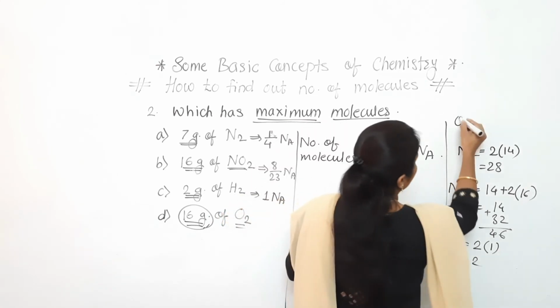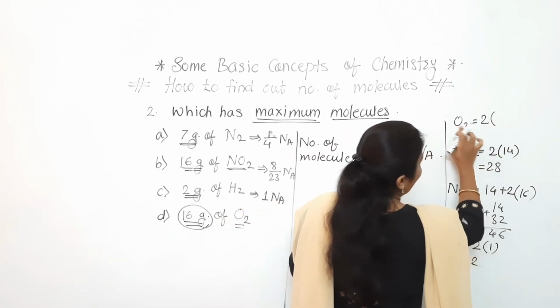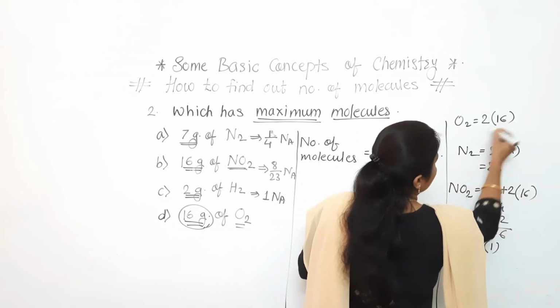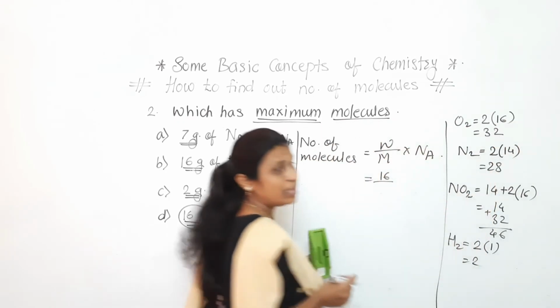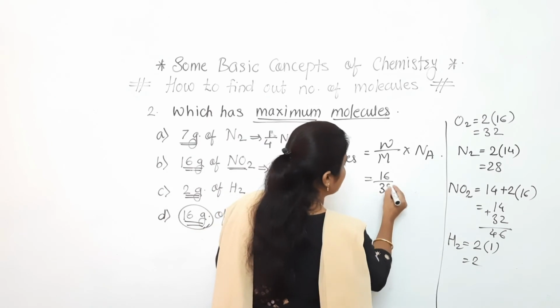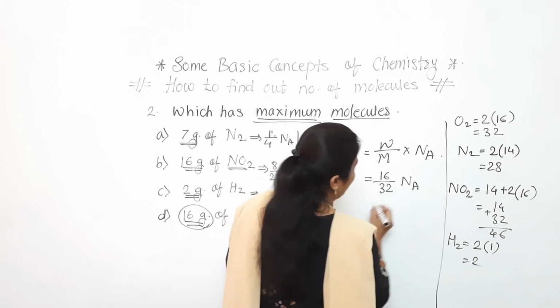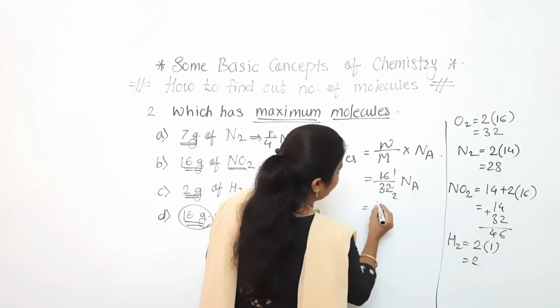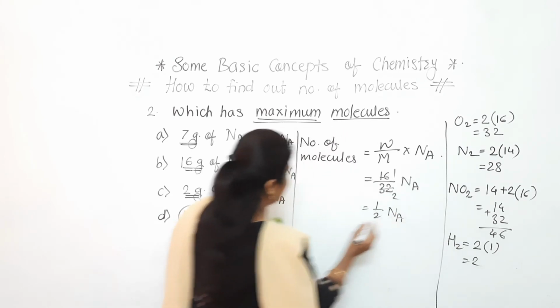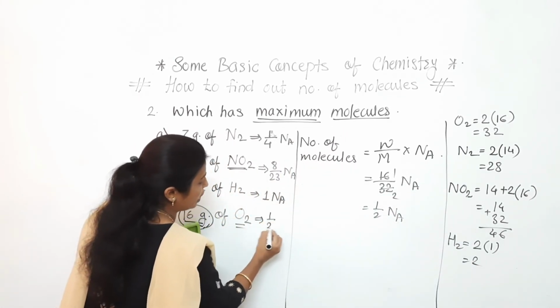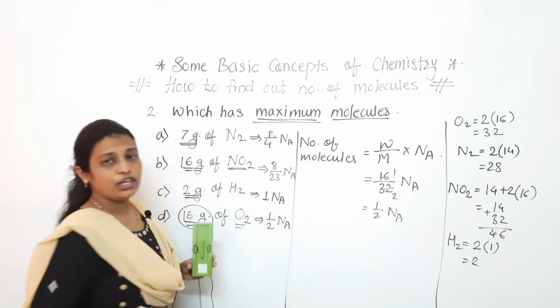What about the molar mass of O2? 2 into the mass number of oxygen, which is 16. So in this way we have to take here 32. So 16 divided by 32 into Na. 16 2s are 32, means 1 by 2 Na is there. So finally we got the answer for each and every option.